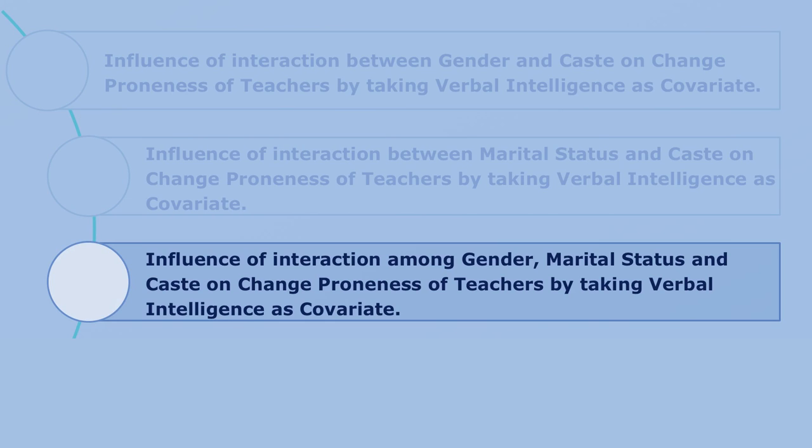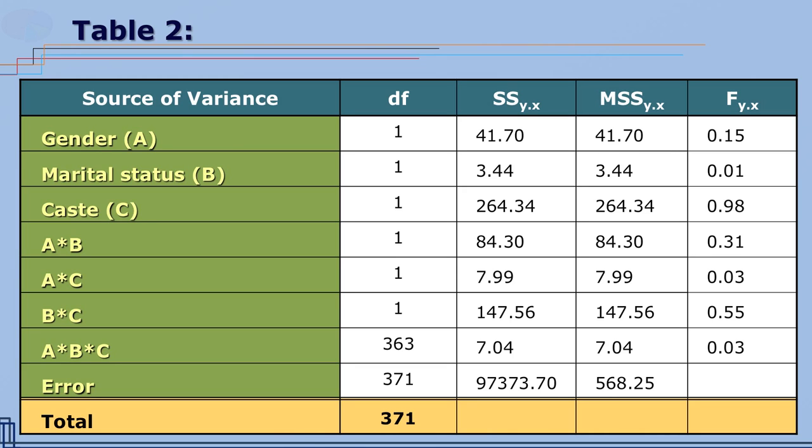Influence of interaction among gender, marital status and caste on chain proneness of teachers by taking verbal intelligence as covariate. From table 2, it is evident that the adjusted F value for interaction among gender, marital status and caste is 0.03, which is not significant. It shows that the adjusted mean scores of chain proneness of single, unmarried and married male and female teachers belonging to general and other caste did not differ significantly when verbal intelligence was taken as covariate.